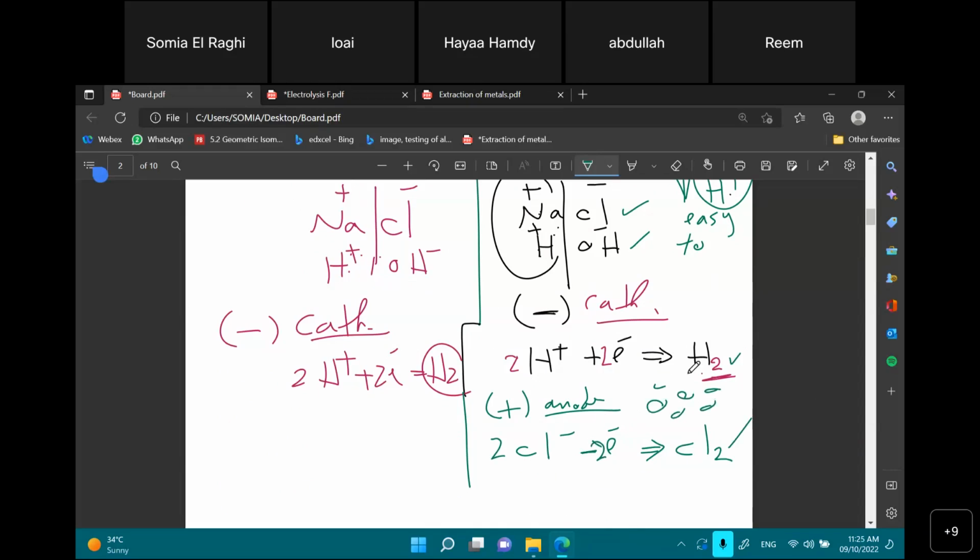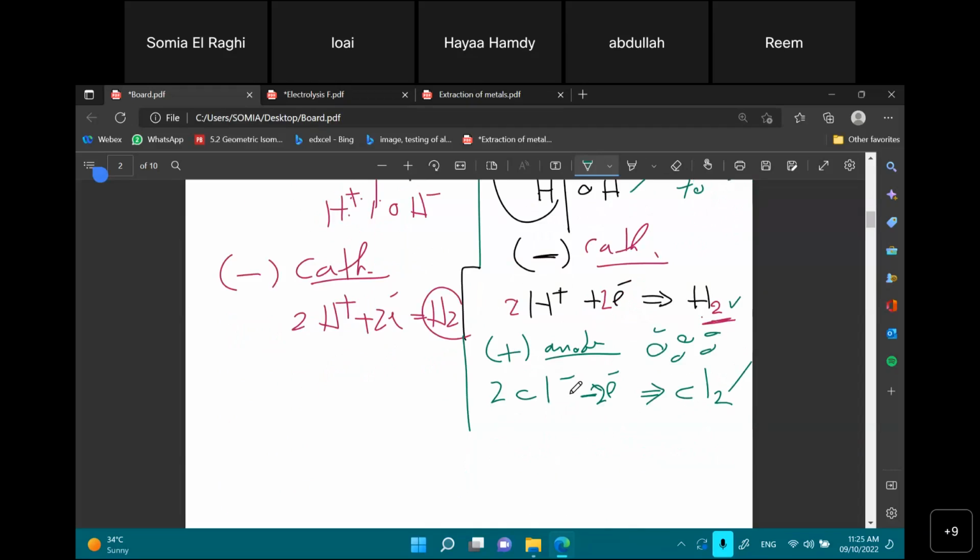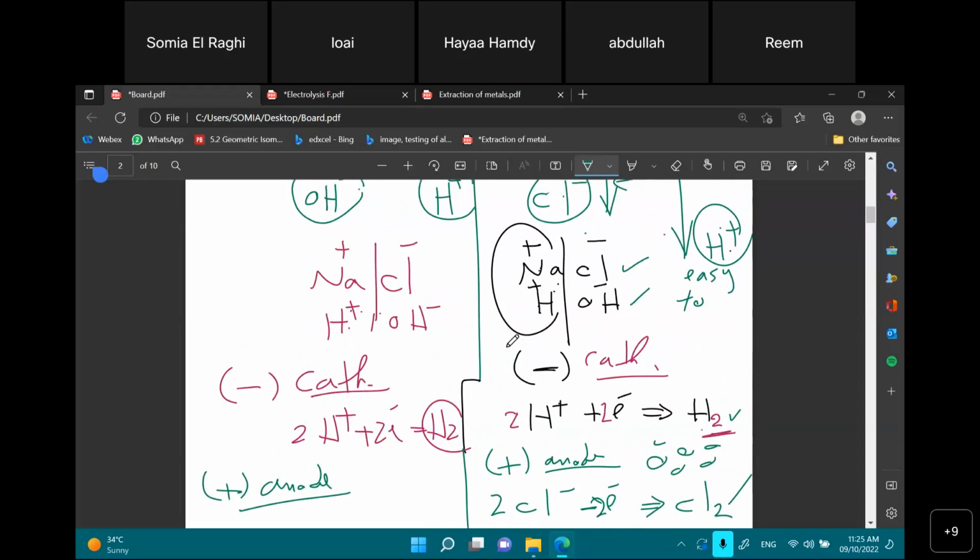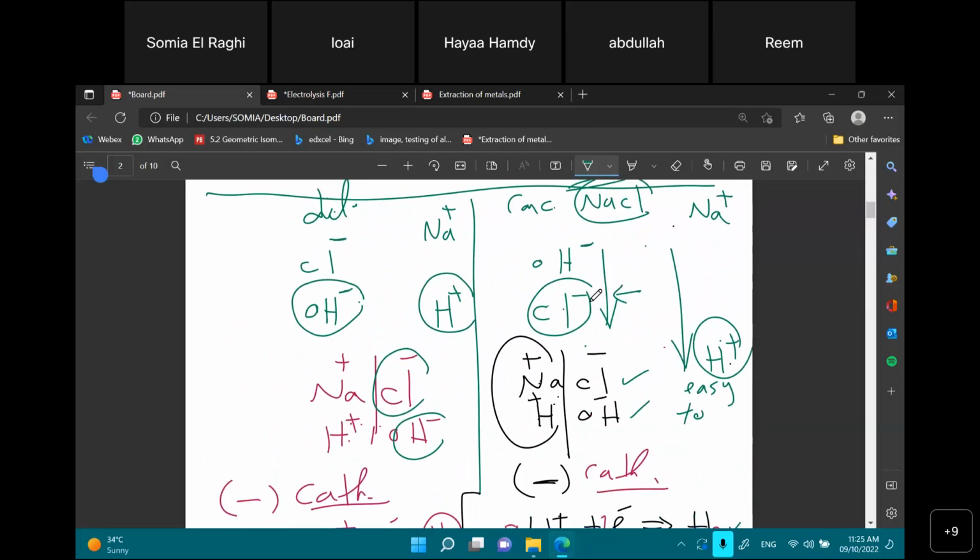Let's see what about the dilute. I have a little bit hard equation. I said just memorize it, but I will try to simplify it for you. The competition now is between the OH ion and the chloride ion. What we said about the dilute, which particle will go? OH negative.